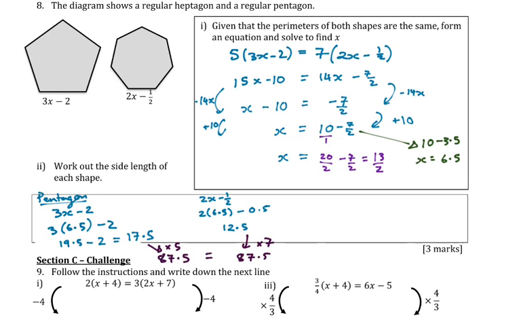Okay, question 9 here. It says, write the next line. So the next line says subtract 4. So we do 2 brackets x plus 4, subtract 4. We've subtracted 4 from the left-hand side. And if we subtract 4 from the right-hand side, we just get this. Okay, nothing else. There's no other option. This is the only answer you could have written.